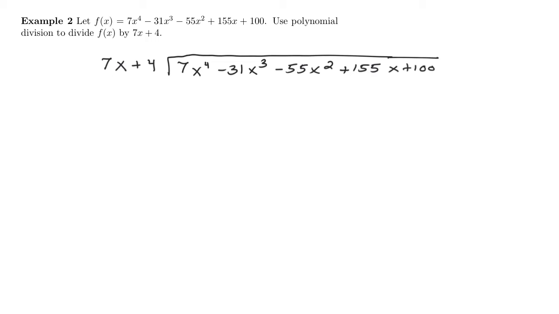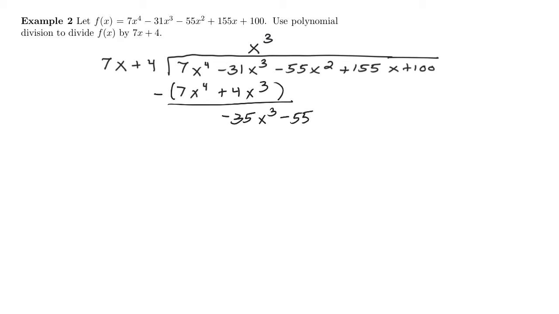So I want to get a 7x to the 4th, so I'm really looking at this 7x. This time, I only need to multiply by a 1x cubed, which I'm going to put right here. I think it's 1x cubed, or just simply x cubed. I'll multiply that by 7x plus 4. I get 7x to the 4th plus 4x cubed. So taking the difference, I have negative 35x cubed, and I'll bring down the 55x squared.